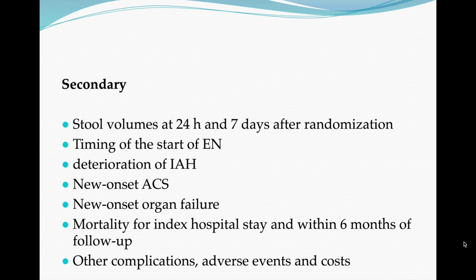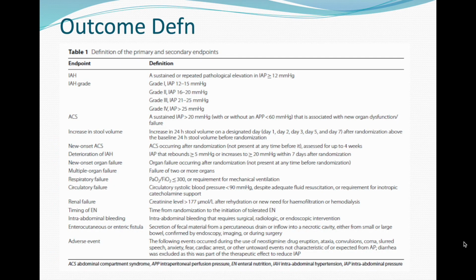The secondary outcomes measured were stool volumes at 24 hours and 7 days after randomization, timing of the start of enteral nutrition, how early it was started or how late it was started, deterioration of intra-abdominal hypertension, new onset abdominal compartment syndrome, new onset organ failure, mortality for index hospital stay and within 6 months of follow-up, the mortality ratio, and other complications or adverse events. The costs to the patient were also taken into account. So these are the outcome definitions, the variables as defined in their study.